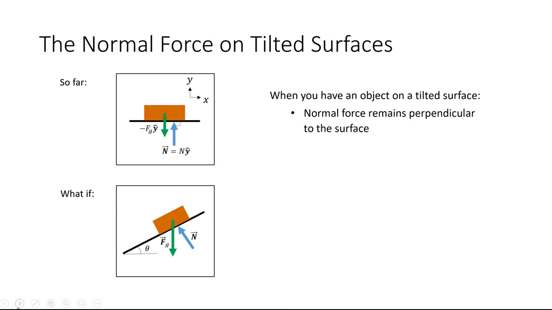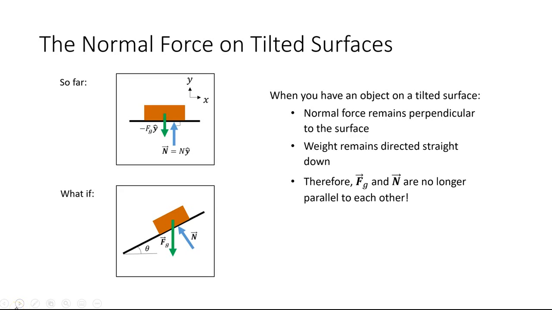Then we know that the normal force is always acting perpendicular to the surface. So that means that the normal force is no longer in the conventional y direction. It would be perpendicular to that angled surface. Okay, but we know that the weight is always going to be pulling directly down. So that's the force of gravity pulling down on the object. And so that's going to continue to be in the negative conventional y direction. So then we can see here that Fg, your weight, and the normal force acting on the object, they're no longer going to be parallel to each other.